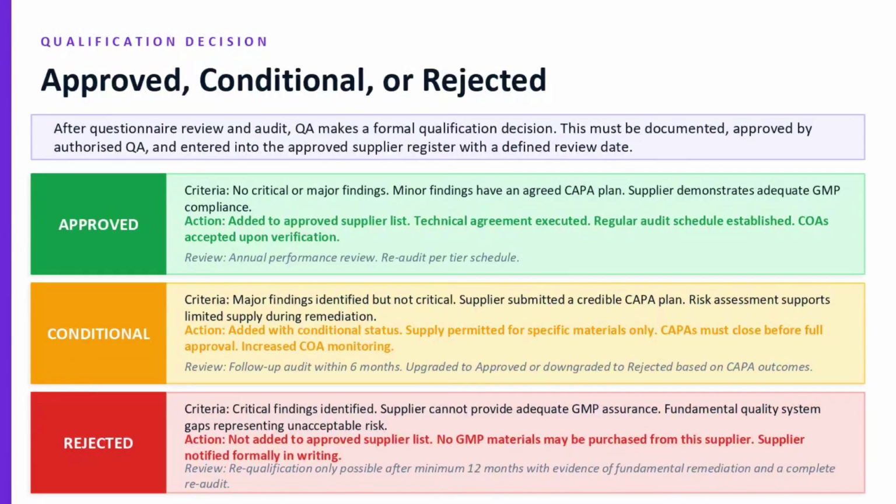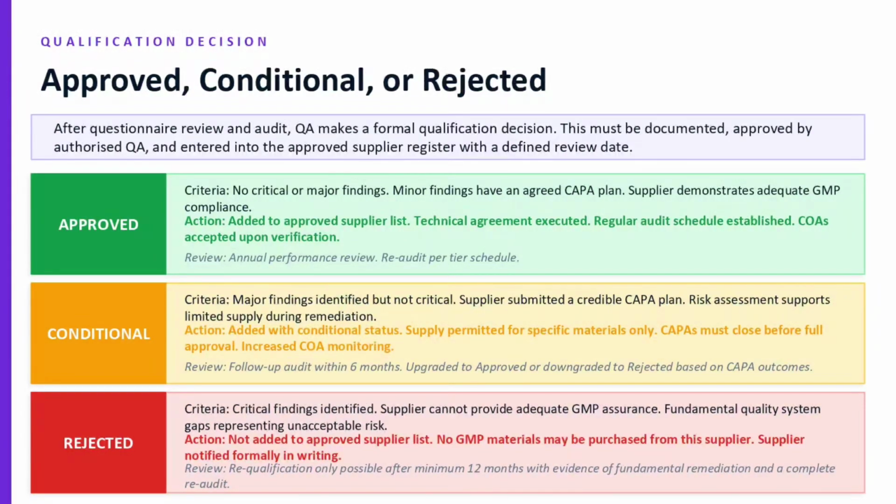Approved. This status is granted when there are no critical or major findings. Any minor findings have a documented CAPA plan with realistic timelines agreed by the supplier. The overall assessment is that the supplier demonstrates adequate GMP compliance for the intended supply. An approved supplier is added to the approved supplier list, a technical agreement is executed, a regular audit schedule is established, and COAs from this supplier may be accepted upon your standard verification review.